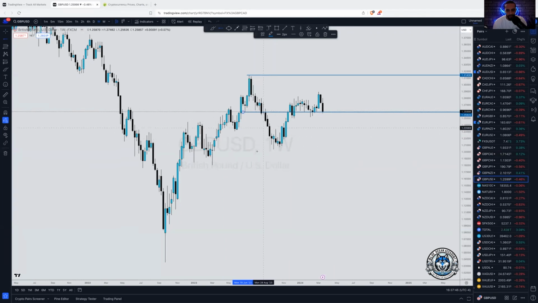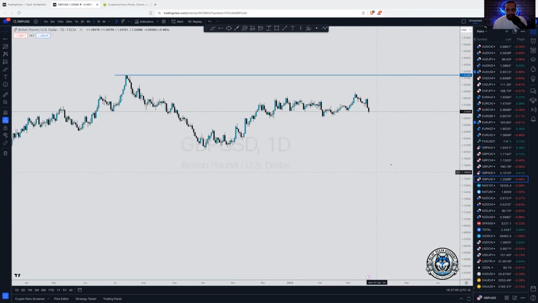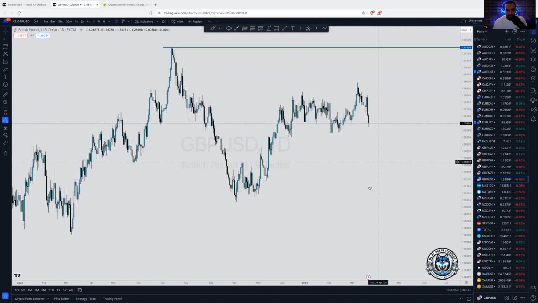So on the weekly time frame, we are low until the market is able to push above the 1.314 area based off the weekly time frame. So let me go ahead and jump down to the daily time frame. See what we have here.